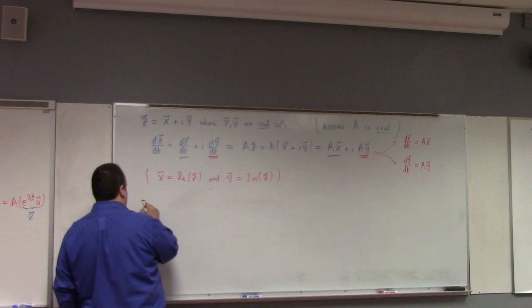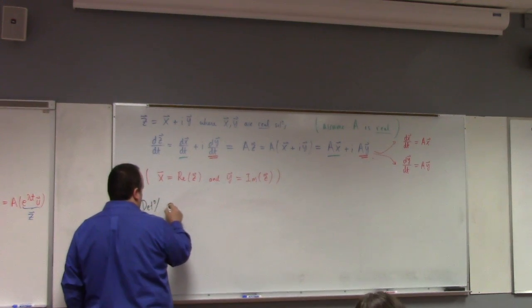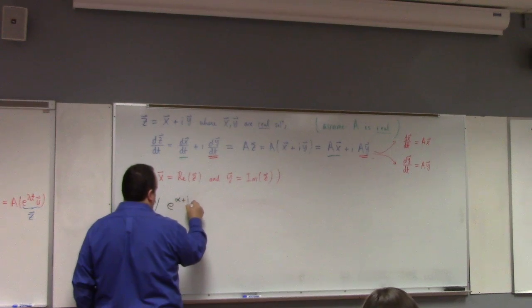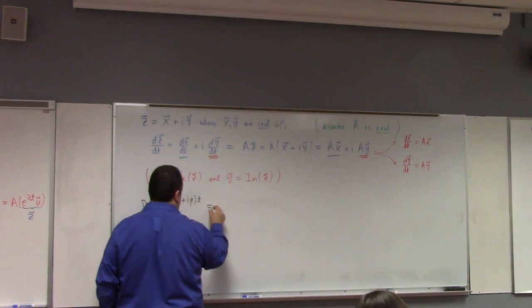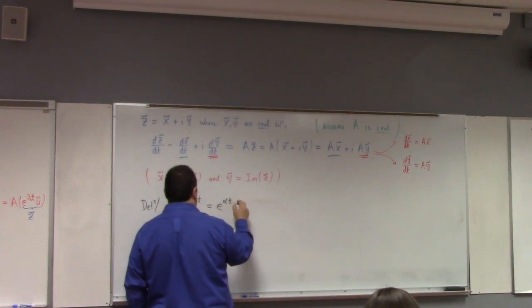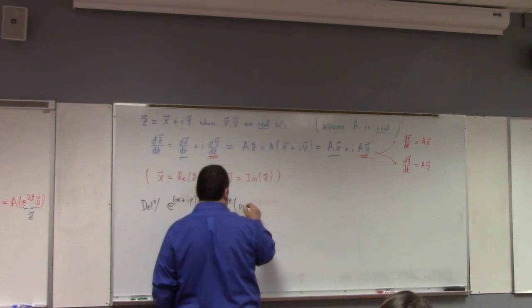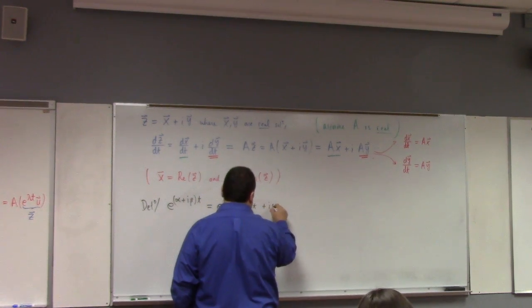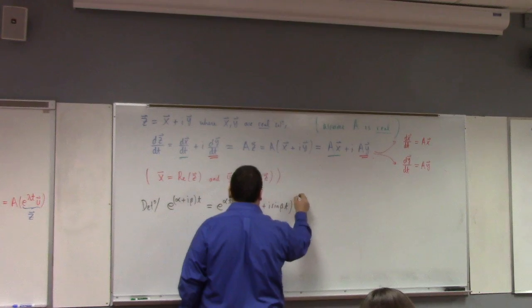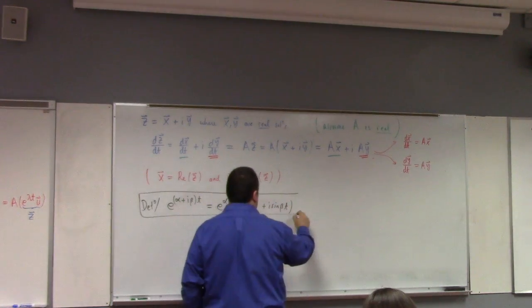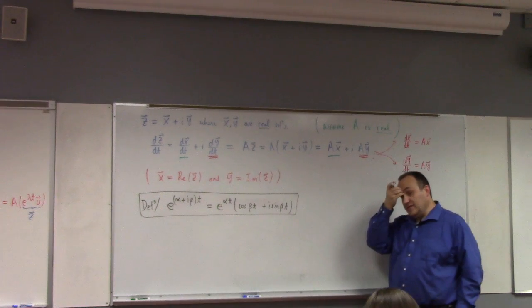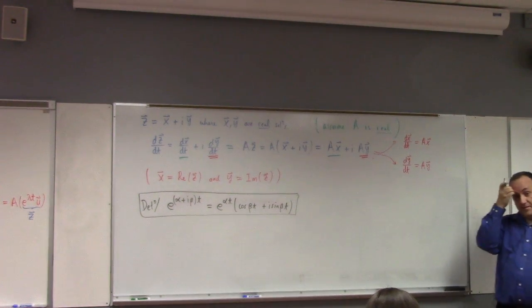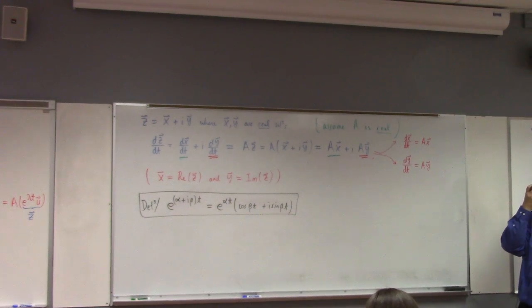Let me just give you a definition here. e to the alpha plus i beta times t is equal to e to the alpha t times cosine beta t plus i times the sine of beta t. So this is how we deal with so-called complex exponentials. An exponential with a complex multiplier gives you a real exponential and a complex linear combination of sine and cosine, where the arguments of sine and cosine are based on the coefficient of i, the beta here.